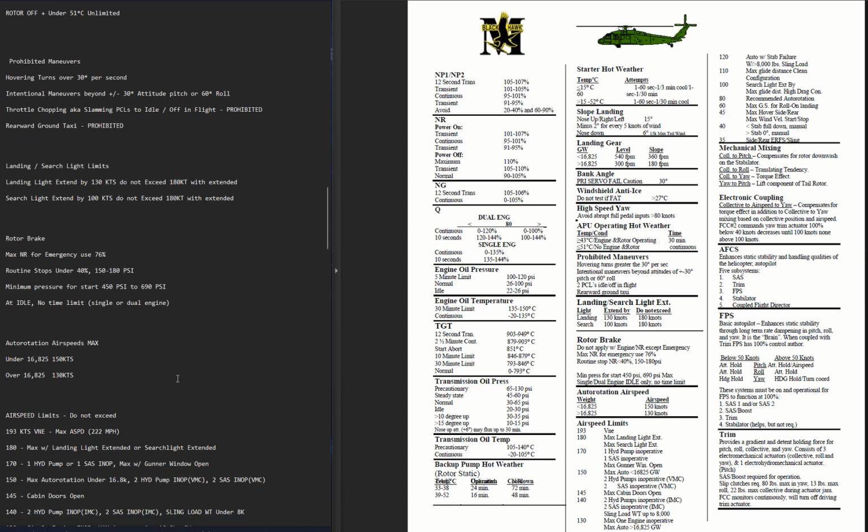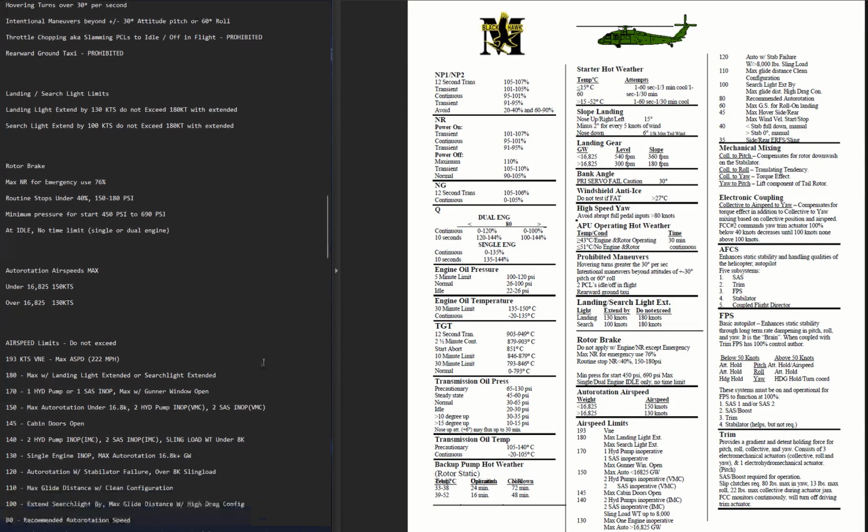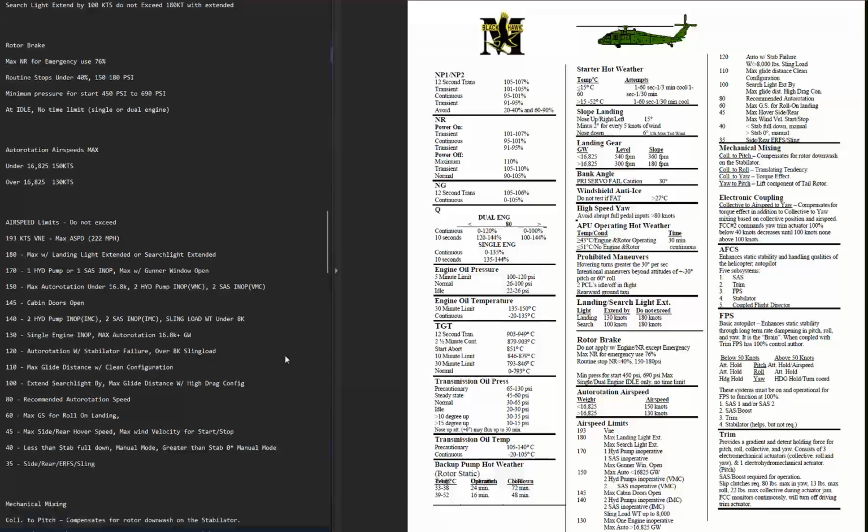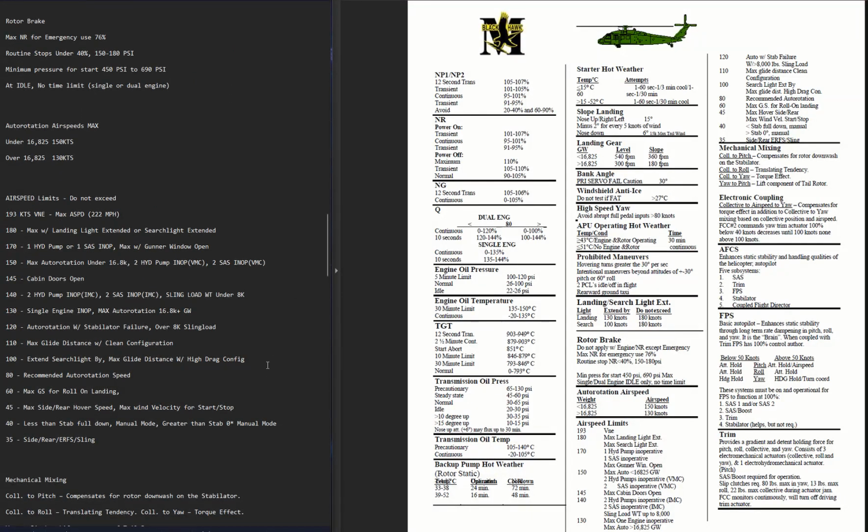Autorotation airspeed max. If you're under 16.8k, it's going to be 150 knots, and if you're over 16.8k, it's going to be 130 knots. All right, airspeed limits. This is one of the harder ones to memorize just because there's a lot in each section. But at the top end, we have 193 knots. That is our true do not exceed for the aircraft. It equates out to 222 miles per hour, just in case you're curious. So 222 miles per hour, 193 knots, our max airspeed.